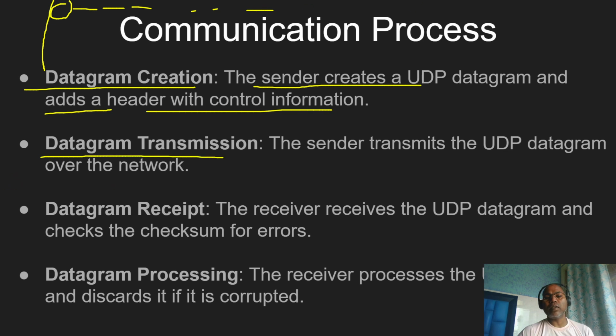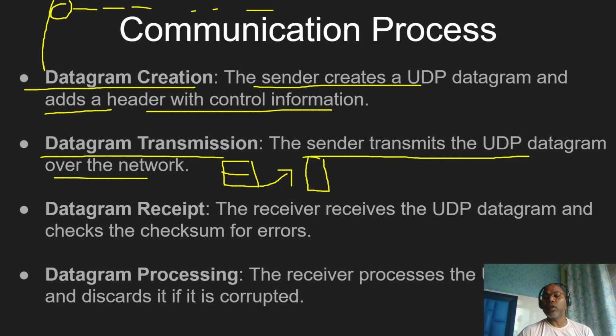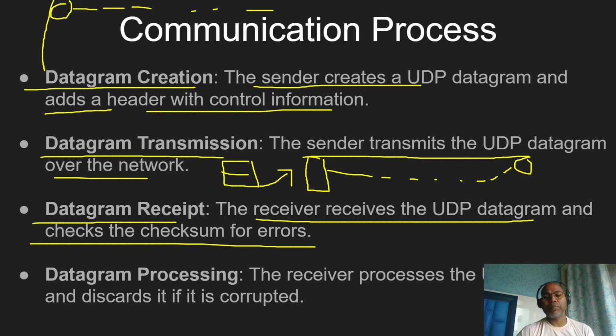Then in datagram transmission, the sender sends the UDP datagram over the network. The sender says, hey, this is the packet, it contains every piece of information and the payload. Hey, network, can you transfer it? According to that, the router decides that this datagram goes to the particular destination by the fastest available path, and routes it. Similarly, datagram receipt means the receiver receives the datagram packet and applies the checksum.